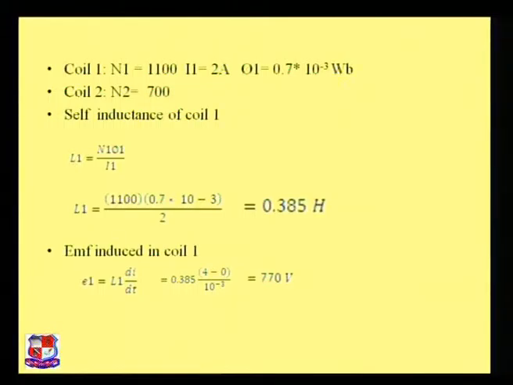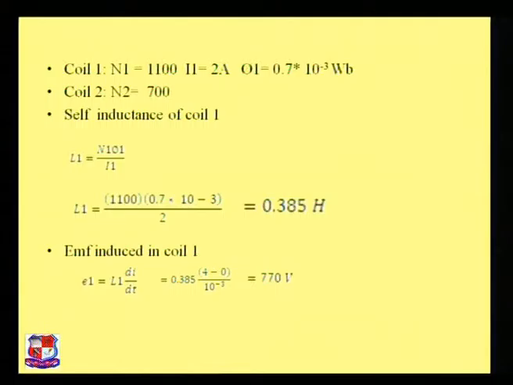So here for coil 1 we will have L1 is equal to N1 phi 1 by I1. N1 is given as 1100, phi 1 is given as 0.7 milliweber. It means 0.7 into 10 raised to minus 3 Weber. And the current is given as 2 ampere. So putting the value of the current, the number of turns and the flux, we finally get L1 is equal to 0.385 Henry. So the first problem is solved. The self inductance of coil 1 is found.